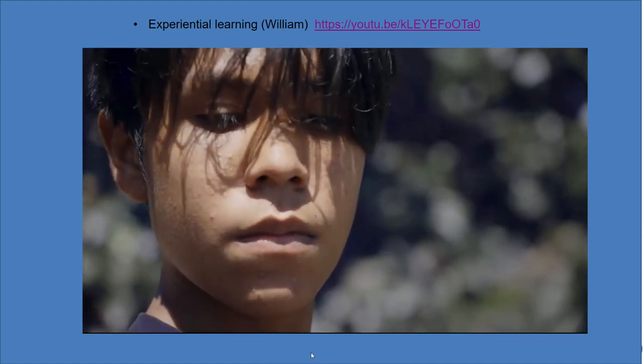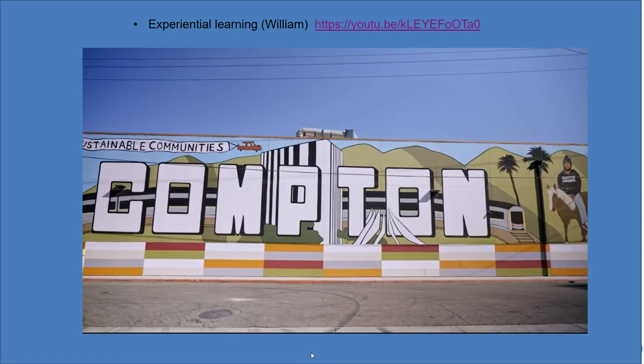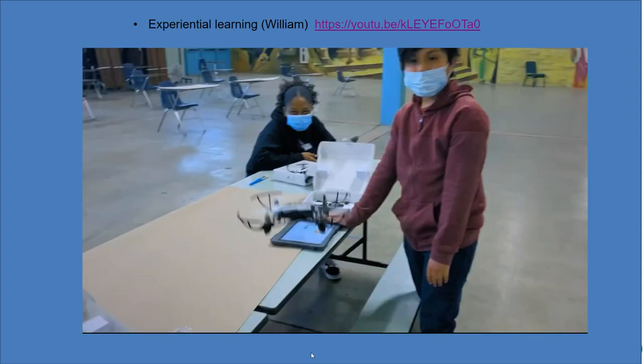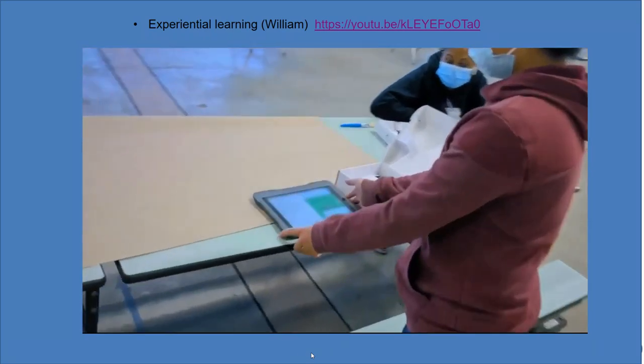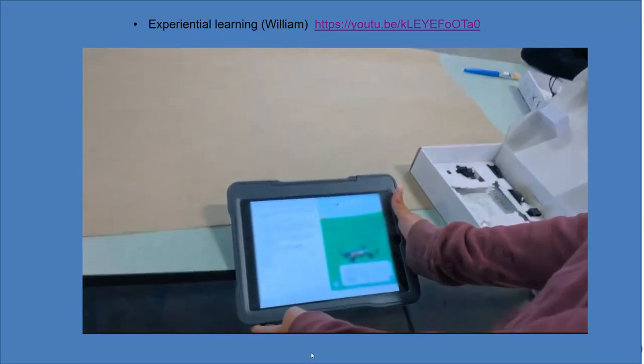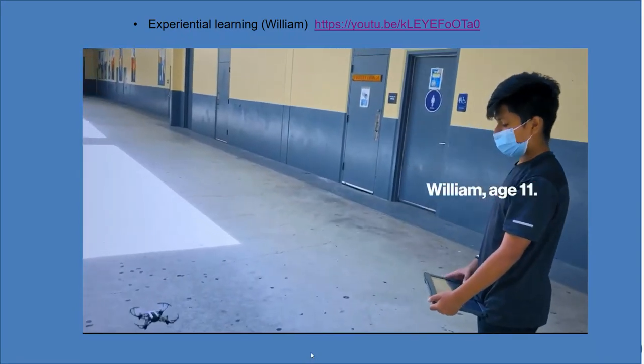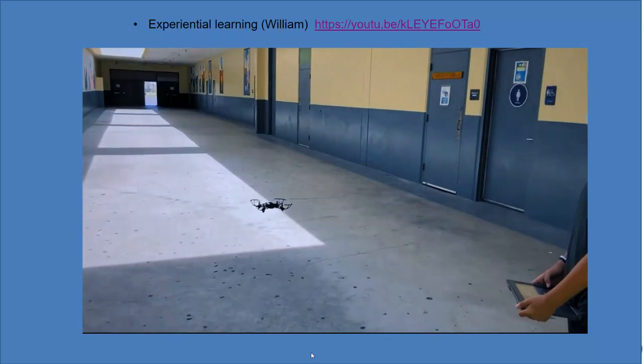The stereotype for Compton is you had to leave this place and you had to go to somewhere better. I met William in the sixth grade, and from the beginning, he wanted to explore things. Let me see your program. He could speak, but I think he still didn't have that confidence.